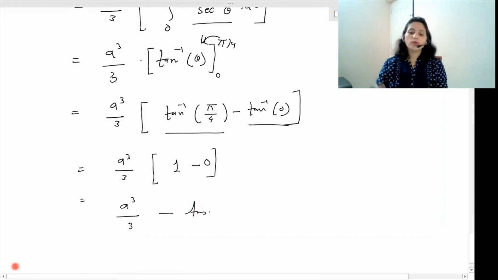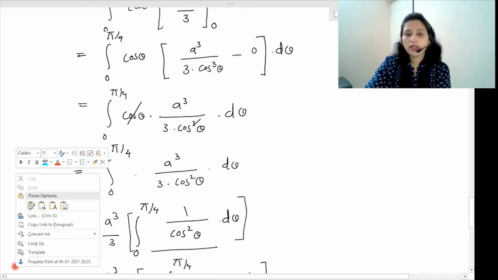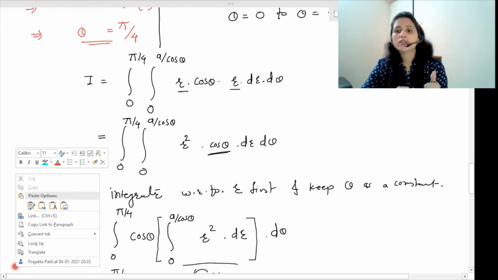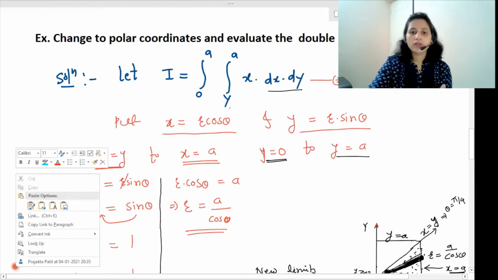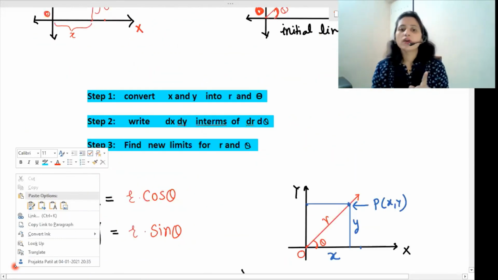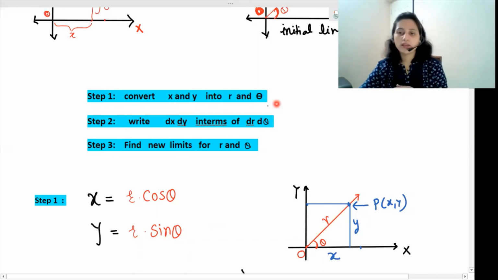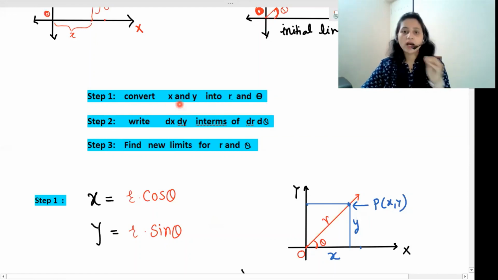Okay. So I hope you understand this example very well. Just remember the 3 steps when you are going to solve such examples. First step, as we have discussed here, convert x and y into r and theta, write dx dy in terms of dr d theta, and find new limits for r and theta. In this example also, first we convert x and y in terms of r and theta. That means we put x equal to r cos theta and y equal to r sin theta.